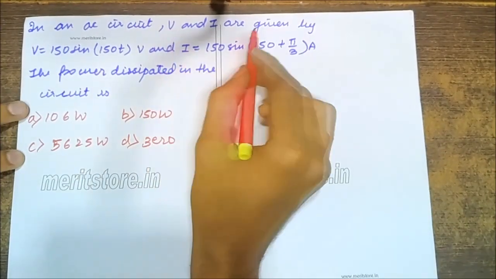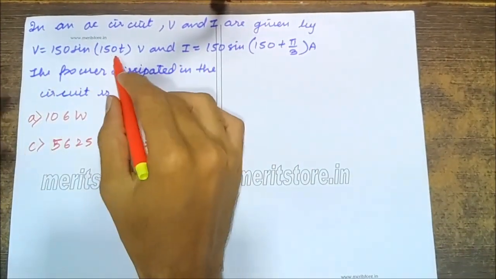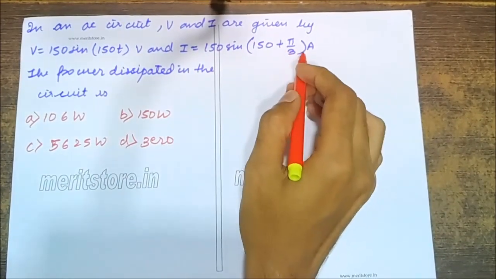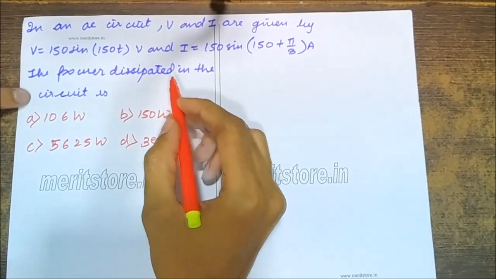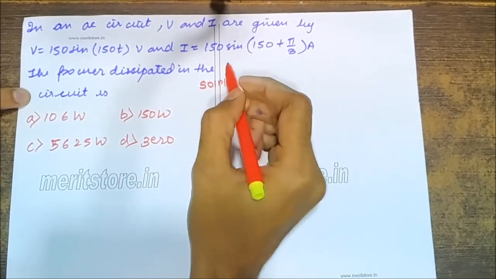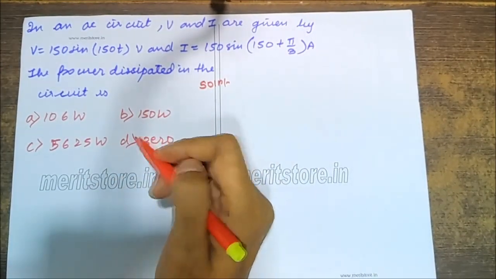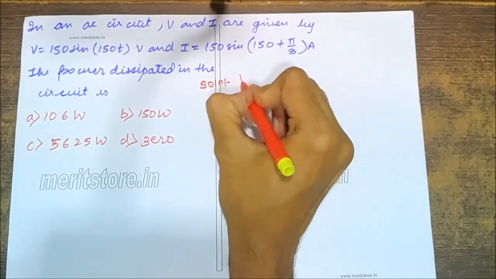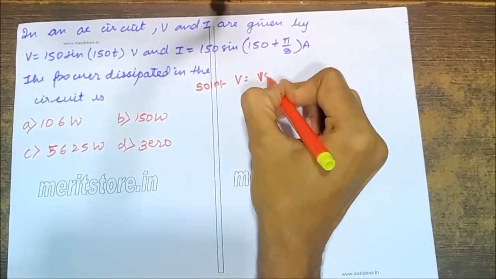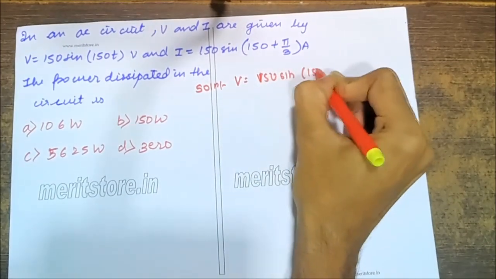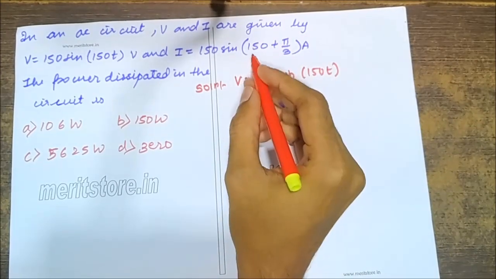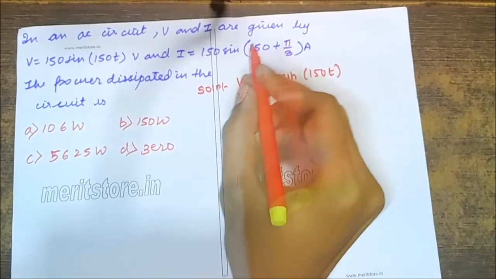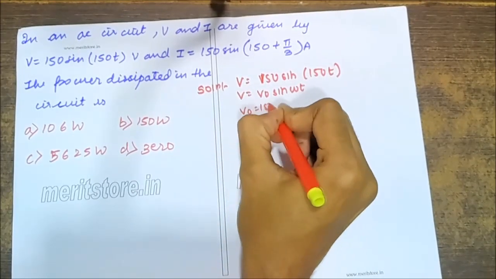In an AC circuit, V and I are given by V equals 150 sine 150t and I equals 150 sine (150t plus pi by 3) amperes. The power dissipated in the circuit is 106 watt, 150 watt, 500 watt, 5625 watt, or 0 watt. First we have the equation V equals 150 sine 150t. We compare it with the general equation V equals V0 sine omega t, so V0 is 150 volts.